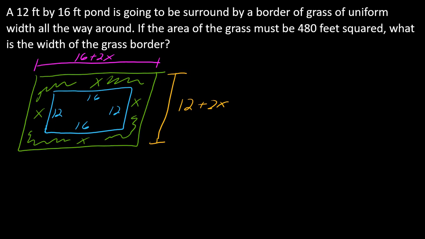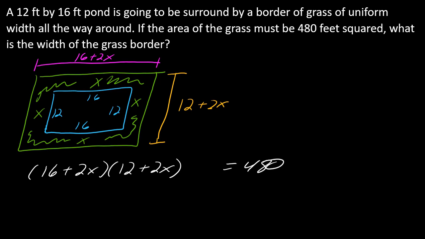So I can get the area of the whole thing, right? So that would be 16 plus 2x times 12 plus 2x. But the problem with this is, I don't want to set this just equal to 480, right? Because that's not what this represents. This says the area of the grass must be 480.